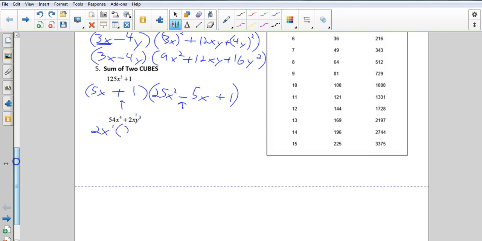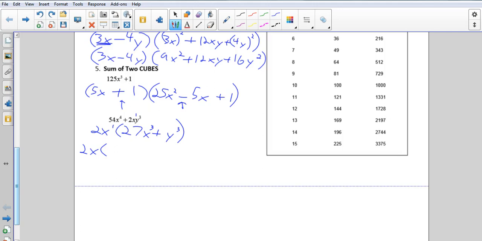54 divided by 2 is 27. x to the fourth divided by x to the first is x cubed, plus y cubed. 2x divided by 2x cancels to 1. Now, we can't throw away the 2x, so it stays out there. But now we're going to do our new pattern.